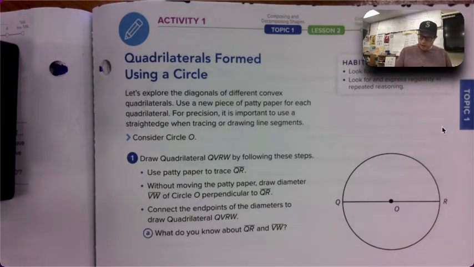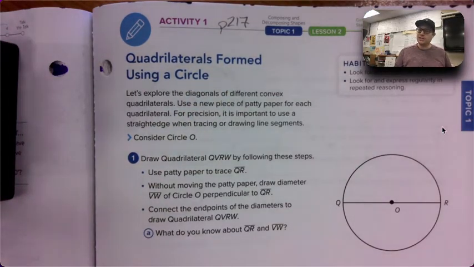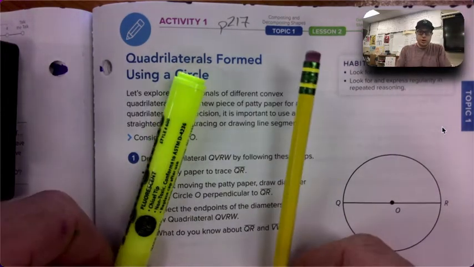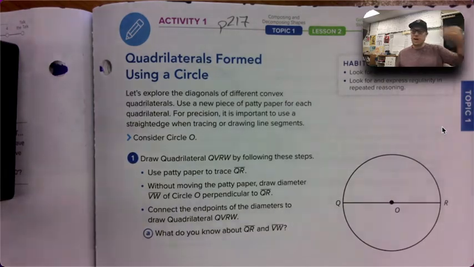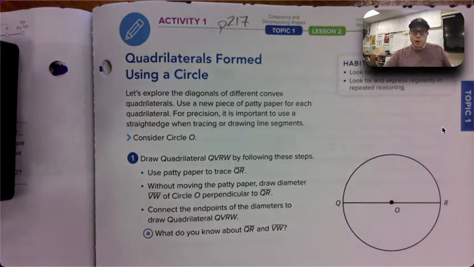We're on activity 1, which is page 217 out of lesson 2 from the module. We're talking about quadrilaterals that are formed using a circle. I'm going to need some patty paper today, and a protractor, a highlighter, and something to write with. Make sure you have all of these materials, maybe a compass or one of the classroom compasses. That way you're ready to go for today. Let's get into it. Page 217.